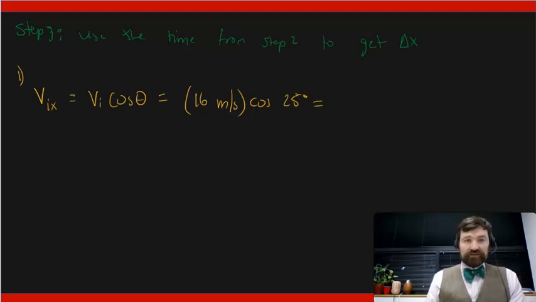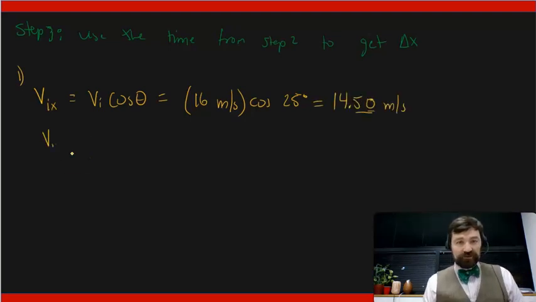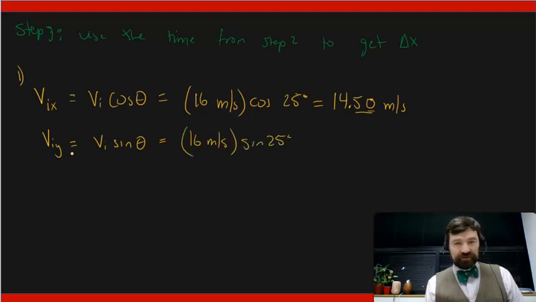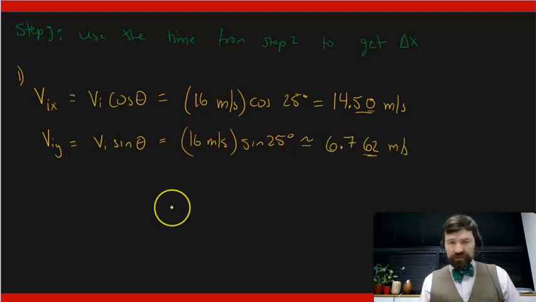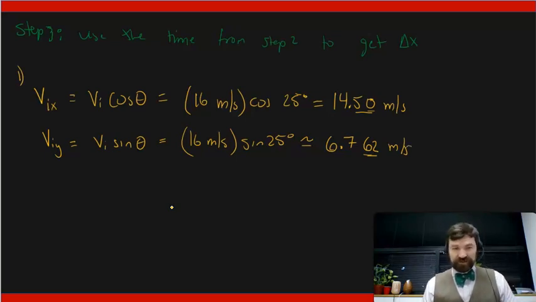Put that into your calculator, 14.50. You also need to get VIY, which is VI times sine of theta. So again, that's 16 meters per second times the sine of 25 degrees, which is about 6.762 meters per second. If you're wondering about the underlining, I'm just underlining the digits that are not going to be retained as significant figures at the end of this calculation, by the way.